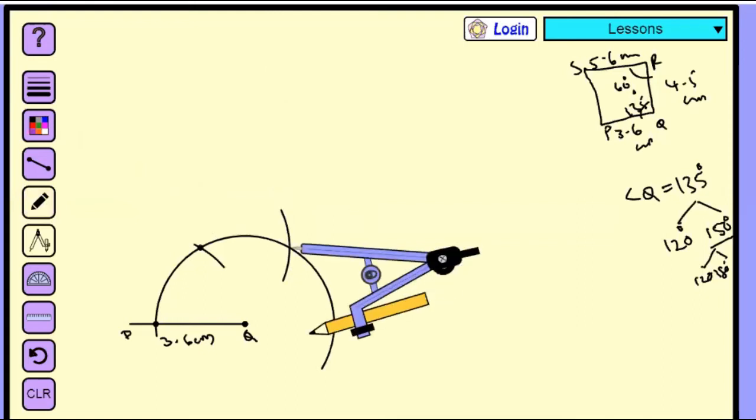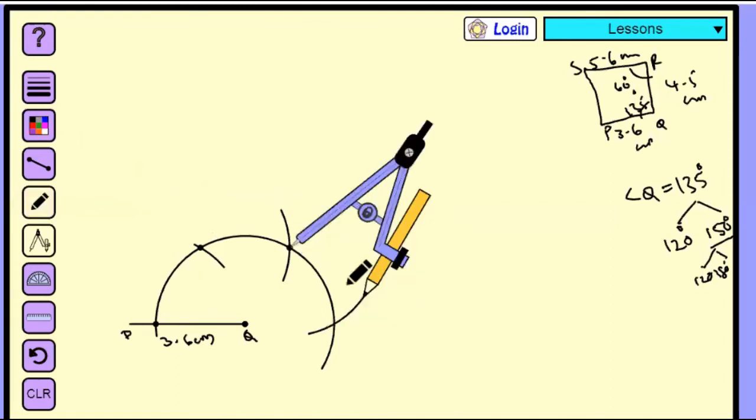the previous arc at the intersection at point 180 degrees. Now this point is 60 degrees, 120, and here we are getting 180 degrees. To construct the 150 degrees, we need to bisect the angle between 120 and 180.